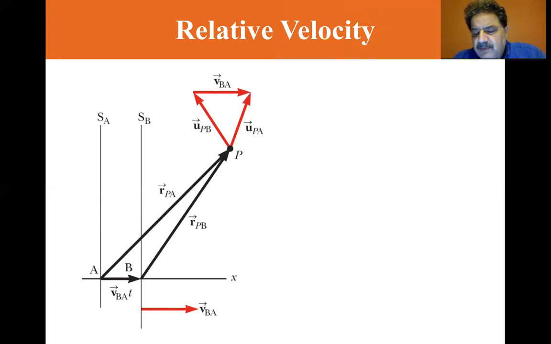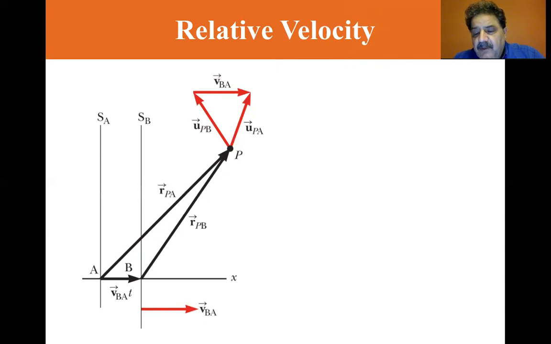Let's use double subscripts for the notation. The first subscript represents what is being observed. The second represents who is doing the observing. So V_BA means the velocity of observer B, attached to the frame S_B, as measured by observer A. Observer B measures A to be moving to the left with a velocity of V_AB equal to minus V_BA.